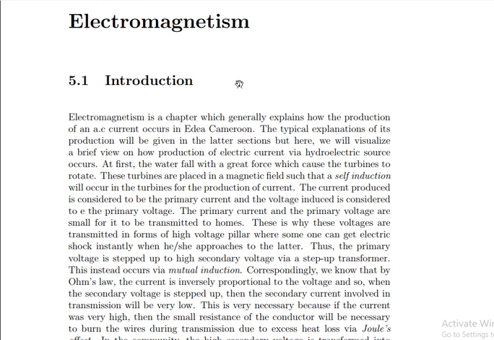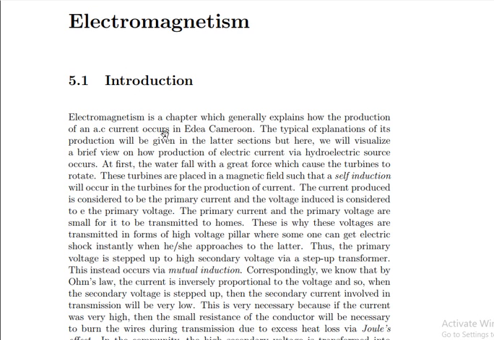Now, electromagnetism is a process by which there is a production of electric current, or an electric EMF, when a certain conductor is moving with a certain force F in a B field.